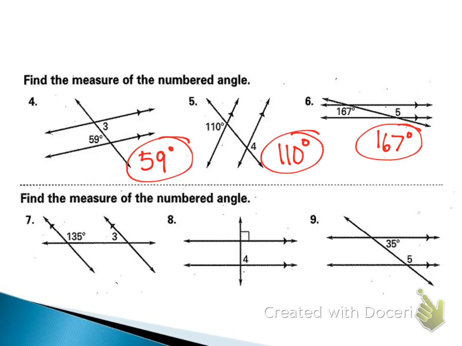Same side interior. What do we know about same side interior? They're not congruent. This is the only one that isn't congruent, actually. These are supplementary. So if this one's 135, how am I going to find angle 3?